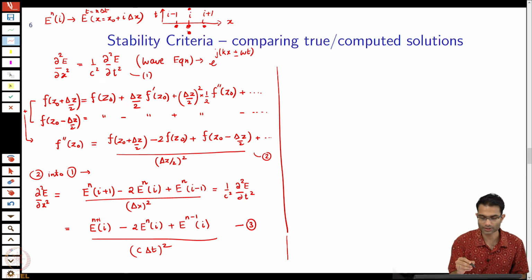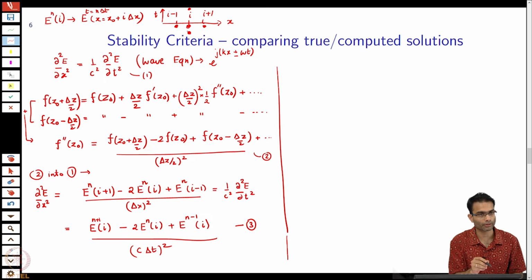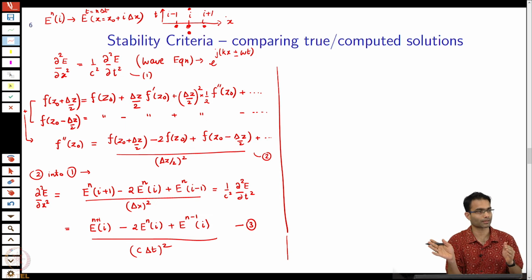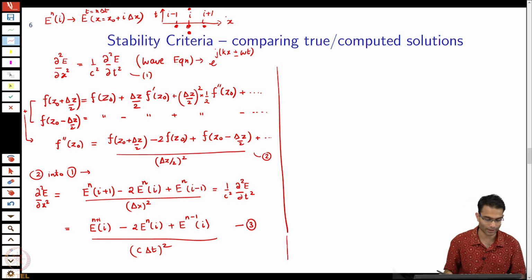Okay. Is this figure clear, or should I draw it again? It's clear, right? There's x and t is the vertical dimension. So these are 5 points, a 5 point stencil which is used to evaluate this function. Okay, notice the midpoint is common, E and I is common.